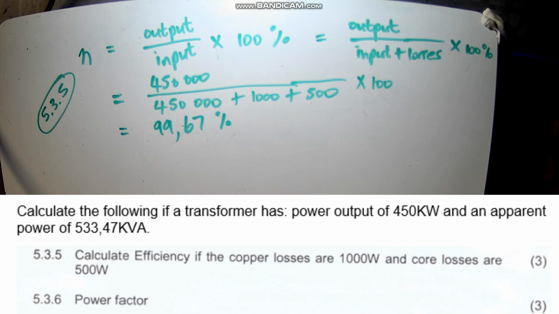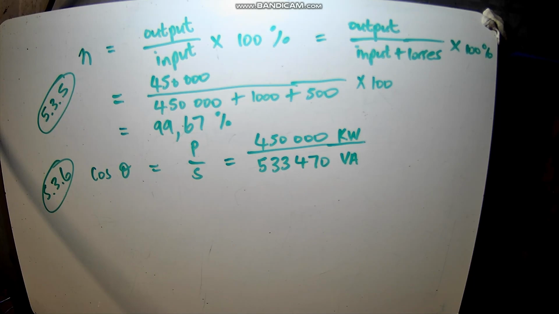In the next question, it says calculate the power factor. Now, power factor is the true power over the apparent power. True power will be P and apparent power will be S. So our values there were 450,000 and the other one is 533,470 volt-amps. Then dividing those two on our calculator times 100%, that will give us an answer of 84.35%. Do note that the answer must be in a percentage and not a decimal answer.